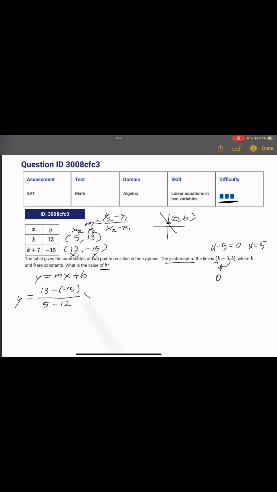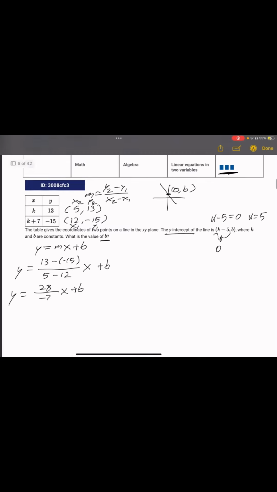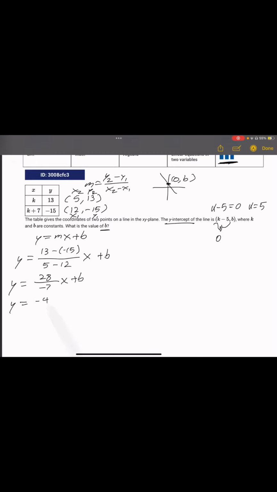And then times our x value plus b. So simplifying this, we have 13 minus negative 15 is 28, because a negative minus a negative is a positive. 5 minus 12 is negative 7. So we have y is equal to negative 4x plus b.